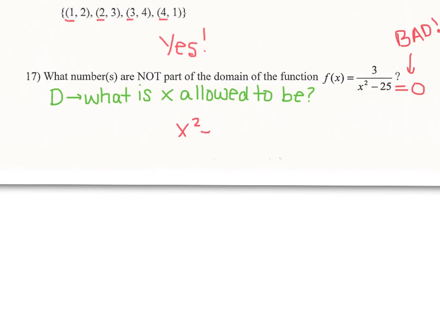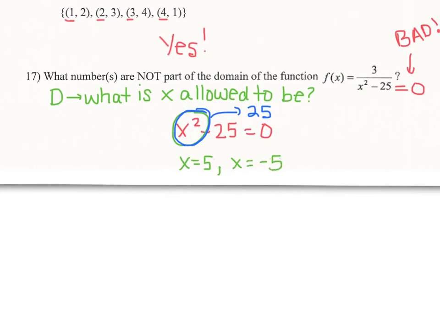If x squared minus 25 were equal to 0, that would mean this x squared would have to equal 25, because 25 minus 25 gives me 0. So what number could I put in for x that would square to 25? Well, hopefully you come up with 5. But the one you might miss is -5, because -5 squared is also 25. So if I were to make x equal to 5 or x equal to -5, then this x squared would equal 25, and then I would have 25 minus 25, which is 0, and that's bad.